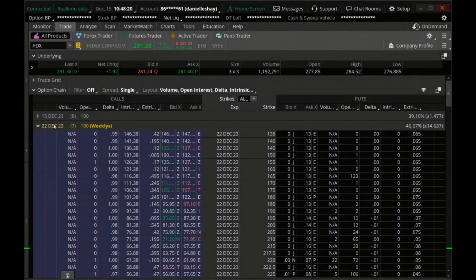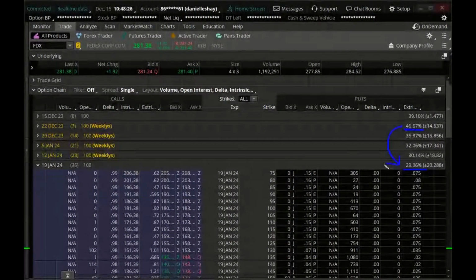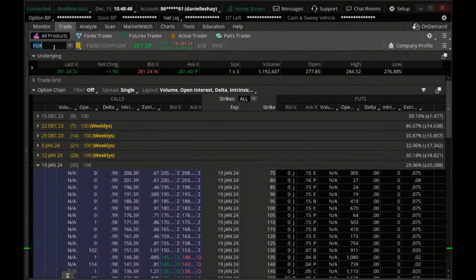You're going to want to look at the implied volatility and see how much this thing goes down. So for example, FedEx, the implied volatility next week is 46%. And if you look about a month later, the IV crush is not that great there. Only going down like 15%.